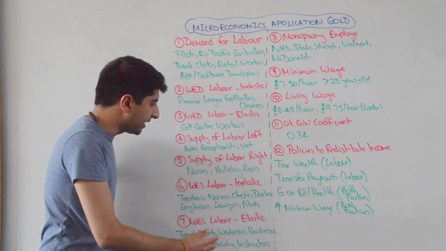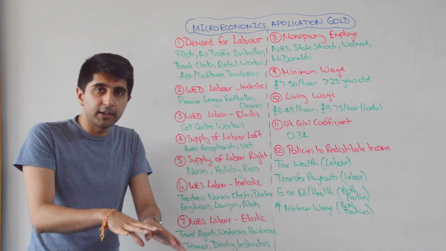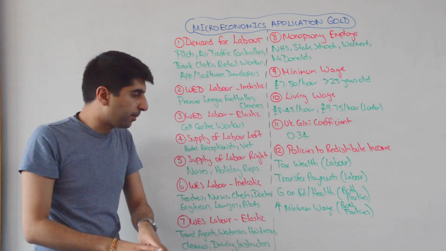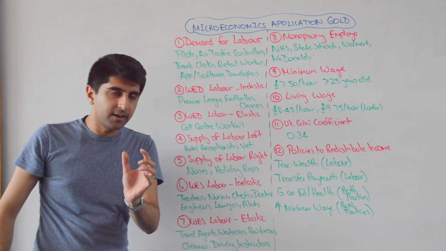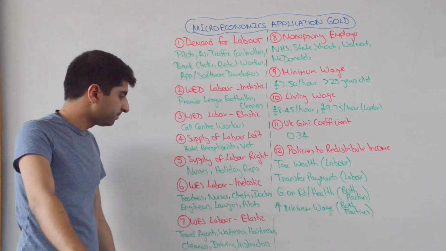Supply of labour to the right. You've got nurses, holiday reps. You can argue the barriers to entry have come down for both quite significantly, with fewer qualifications required. Also big non-monetary benefits for holiday reps.